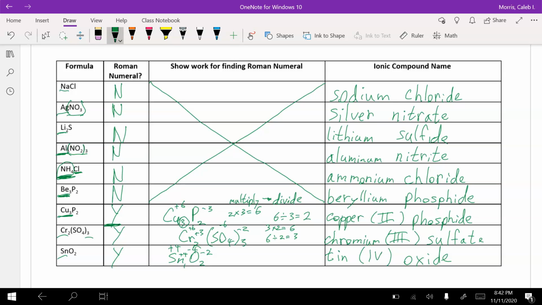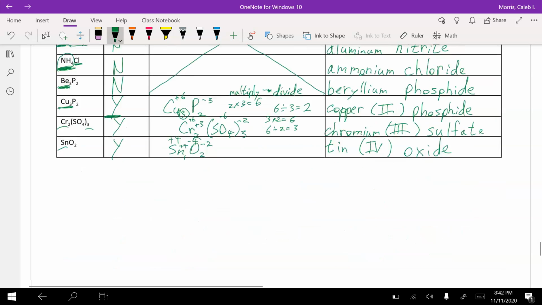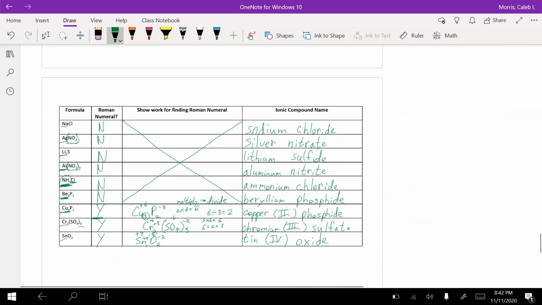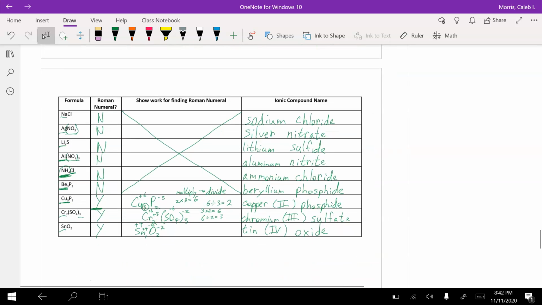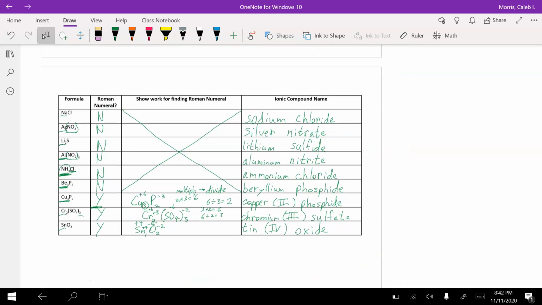That's IV. That's it. You should be able to write formulas and names for ionic compounds at this point. And work on that worksheet. Let us know if you have questions.